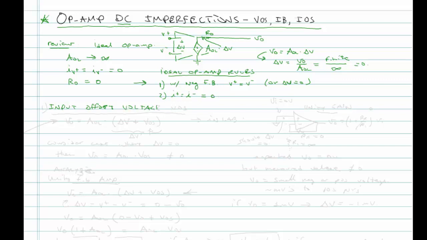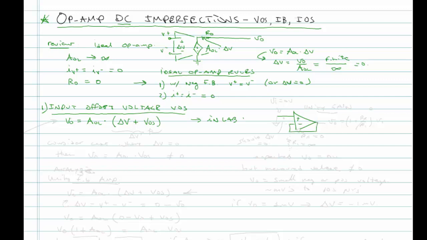VOS. The way this manifests itself is that VO turns out to be equal to the open loop gain times delta V, but plus some small offset voltage. And the way we find this is, let's look in the lab. If we go in the lab and I were to build this circuit.